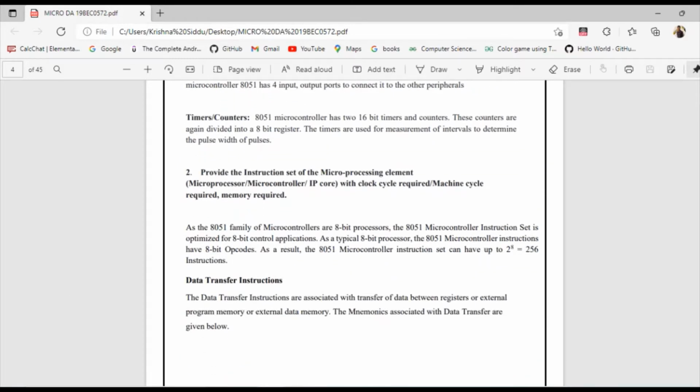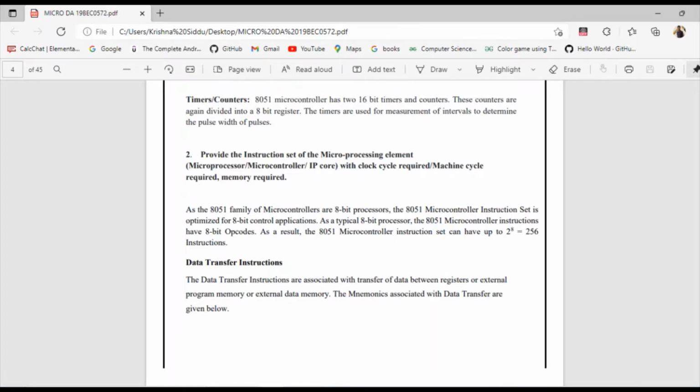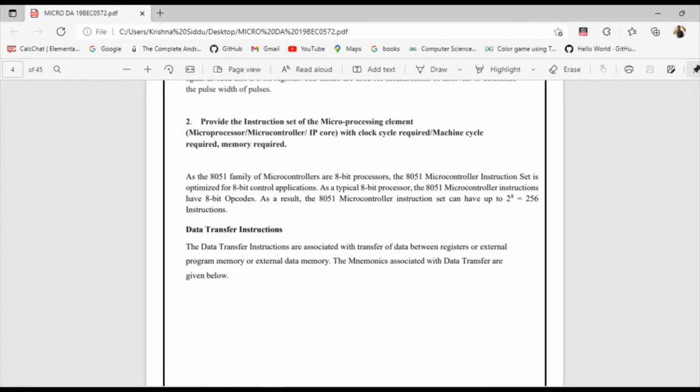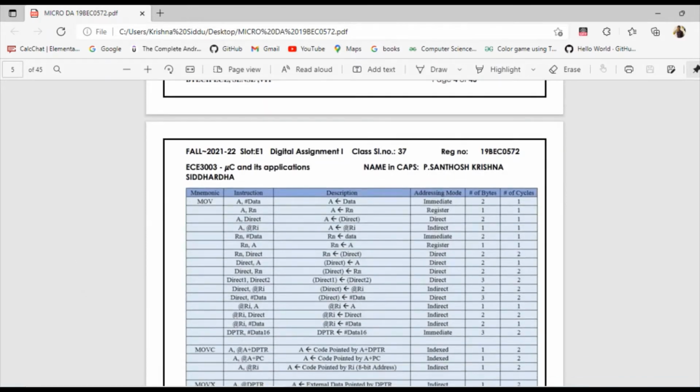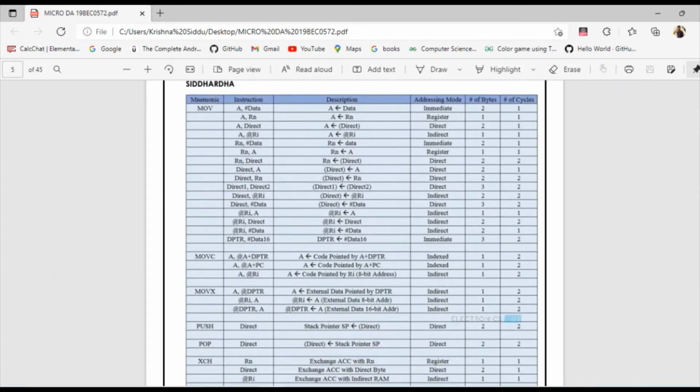Coming to the second question, we need to provide the instruction set of the microprocessing element with clock cycles required, machine cycles required, and memory required. For that, I wrote data transfer instructions. You can see this is the code for data transfer instructions. Here I have the addressing mode used, the number of bytes, the number of cycles, everything, and I wrote it in this Excel.